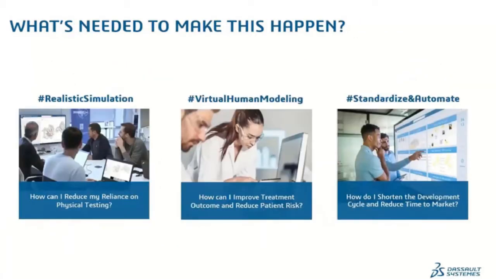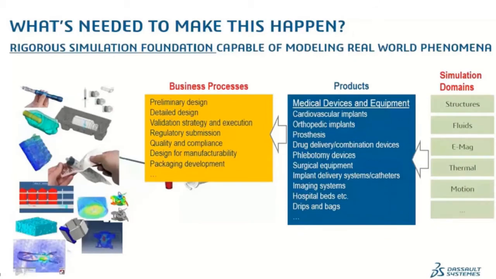So if we accept the promise of virtual testing, the next logical question to ask is, what would it take to get there? As in, what features would such a solution need? We like to refer to these features as the three pillars, and we believe that the three key pillars are realistic simulation, virtual human modeling, and standardization and automation. So let's dig a little deeper into each of these. Let's start with the first one.